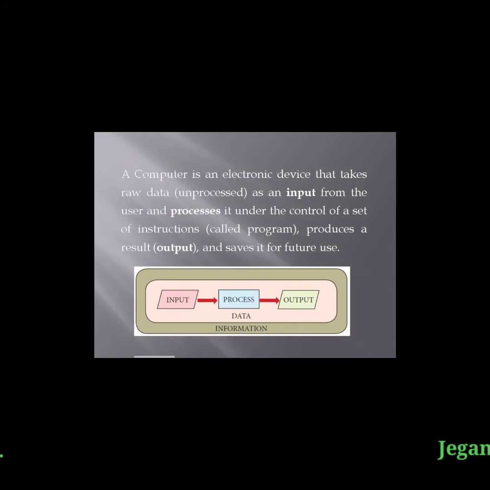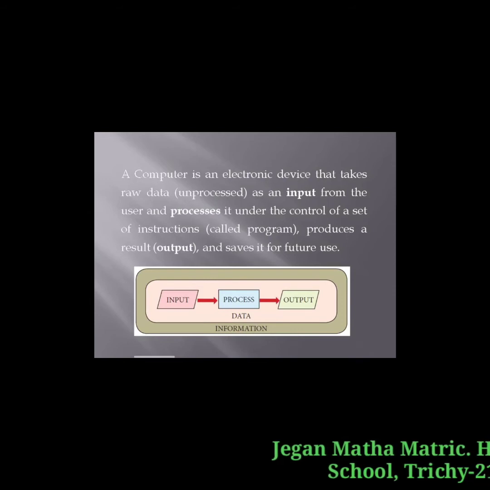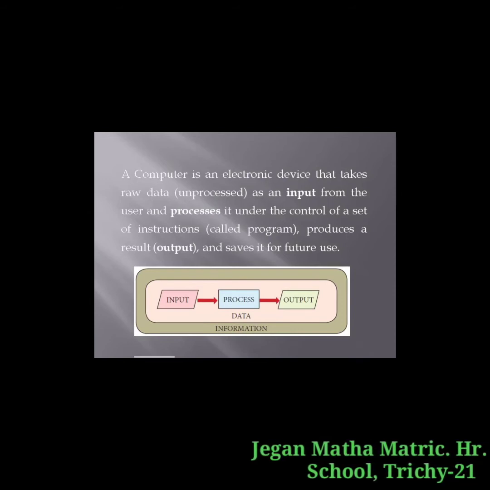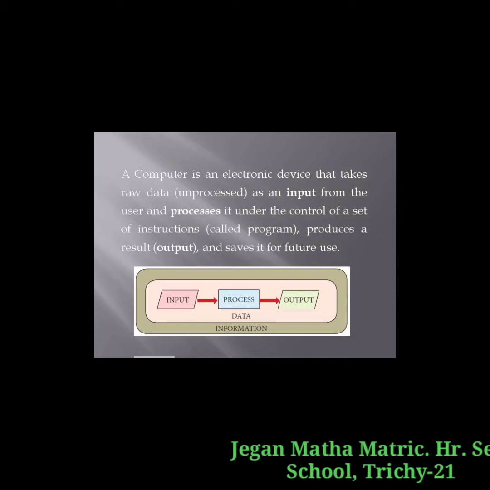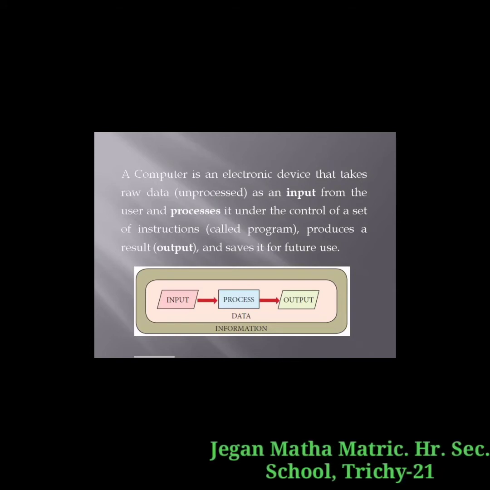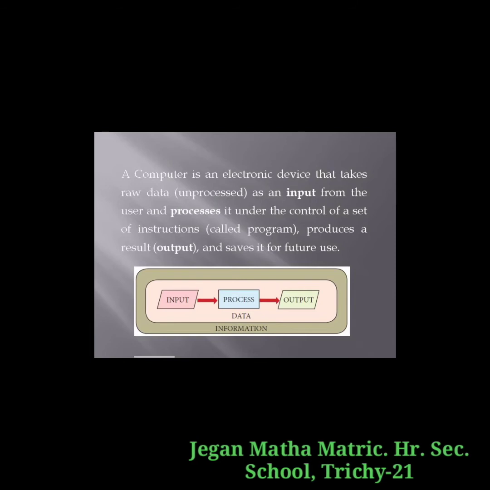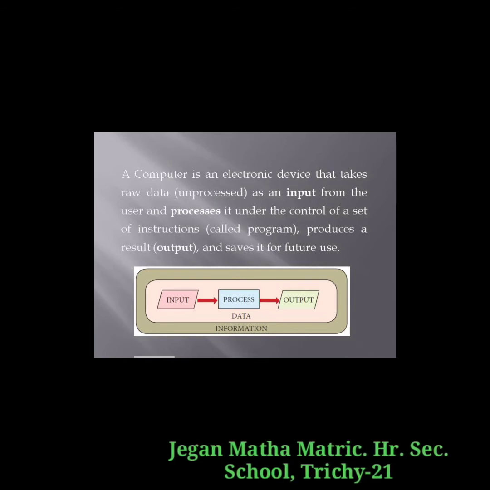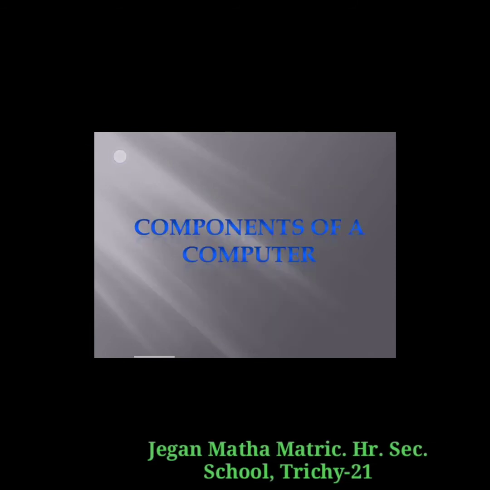So a computer is an electronic device that takes raw data, that is unprocessed data, as an input and then processes it under some controls, some instructions. Here the instructions are called programs, and it produces output. The output is called information, and sometimes it is stored for future use. See this diagram, how we process input, process, and it produces the output.